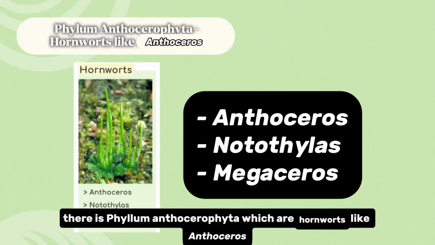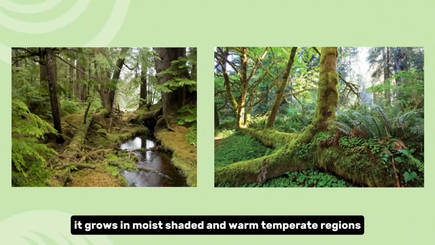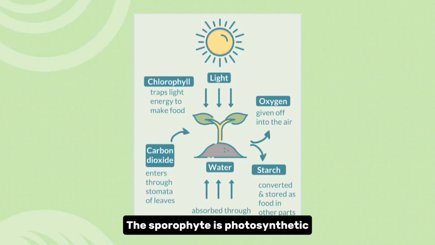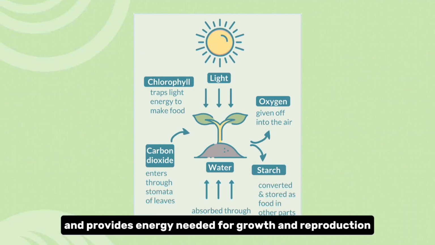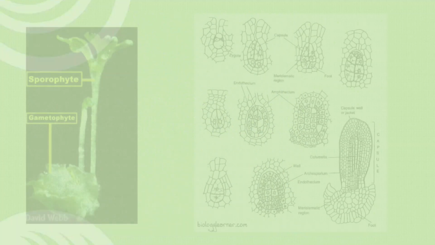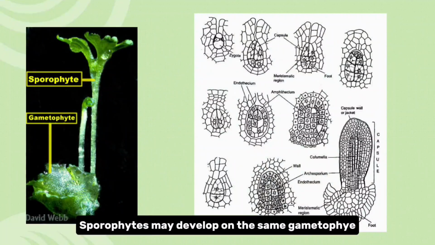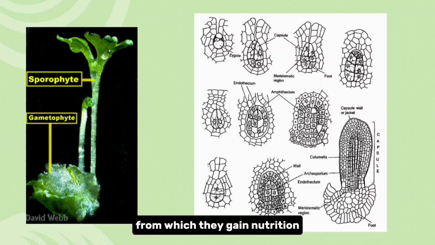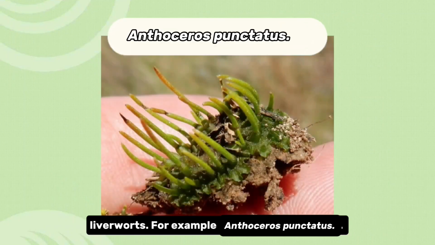Finally, there is phylum Anthocerophyta, which are hornworts like Anthoceros. It grows in moist, shaded, and warm temperate regions. The sporophyte is photosynthetic and provides energy needed for growth and reproduction. Sporophytes may develop on the same gametophyte from which they gain nutrition. The gametophyte resembles the thallus of liverworts, for example, Anthoceros punctatus.